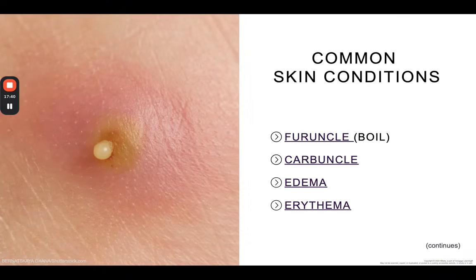It's caused by bacteria in the glands or hair follicles. I recommend that you refer your clients to a medical professional to get those boils drained or removed. And a carbuncle is a group of boils, okay? So again, anytime the skin is red, inflamed, and you see pus is present, we are not going to work on those. Now, edema, you will see in your treatment room.